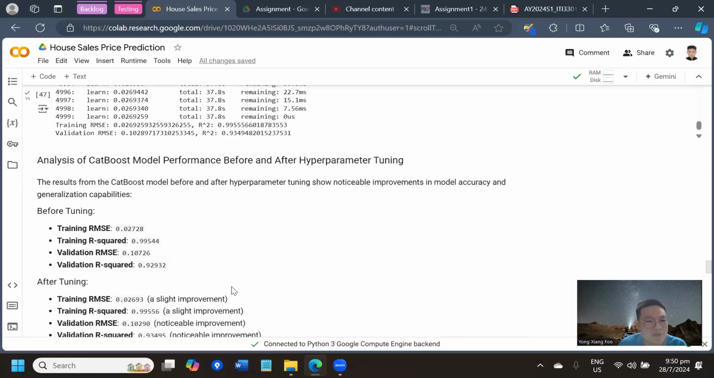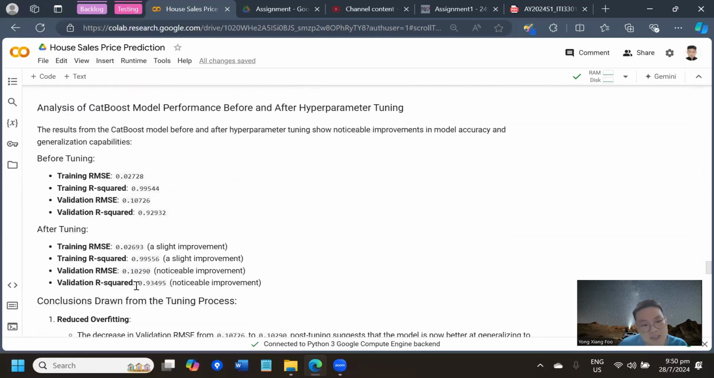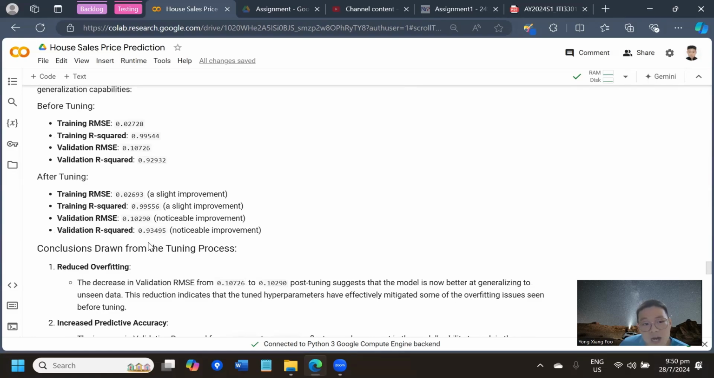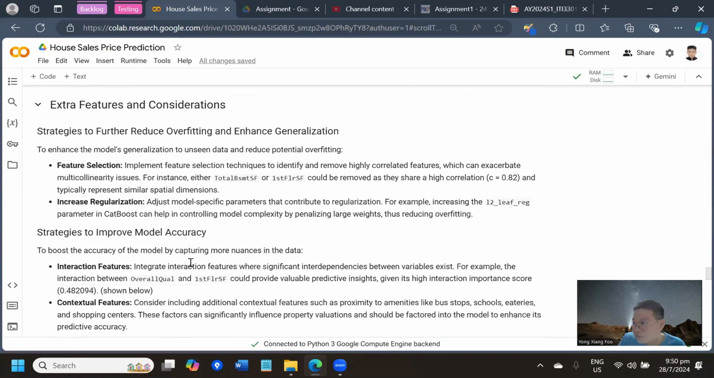So it works a bit, at least a bit. Then there's improvement in the validation. So now it's 93% already, and the R square is 93, but there is still some form of overfitting. Some extra things that we could have done is feature select some features that have no multi-collinearity issues. Right now, there are some features with multi-collinearity issues like total business square feet and first floor square feet. They share a high correlation, and I included both. So there are more features and it leads to overfitting.